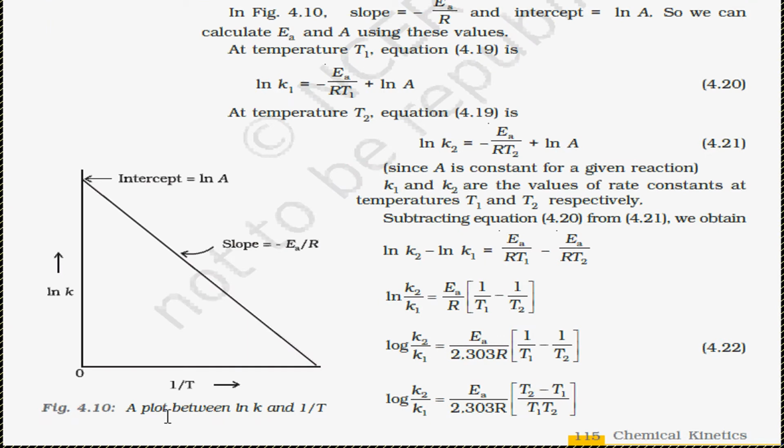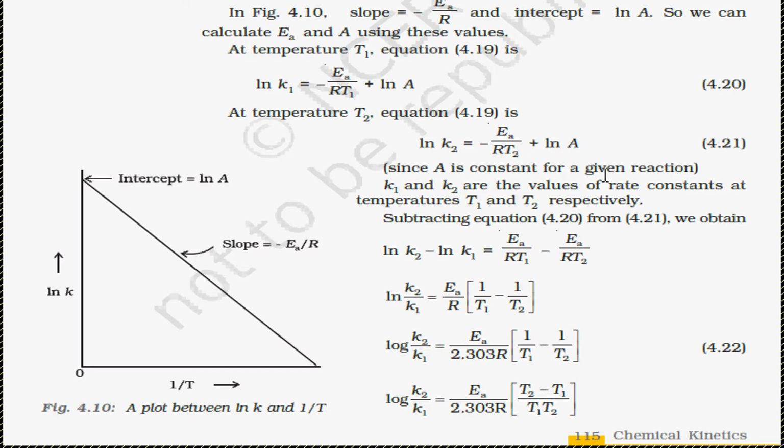Now this is a plot between ln K and 1 upon T. Here the slope is equal to minus Ea upon R and intercept is ln A. At temperature T1, we can write down the equation as ln K1 is equal to minus Ea upon RT1 plus ln A. For temperature T2, we can write down the equation as ln K2 is equal to minus Ea upon RT2 plus ln A.